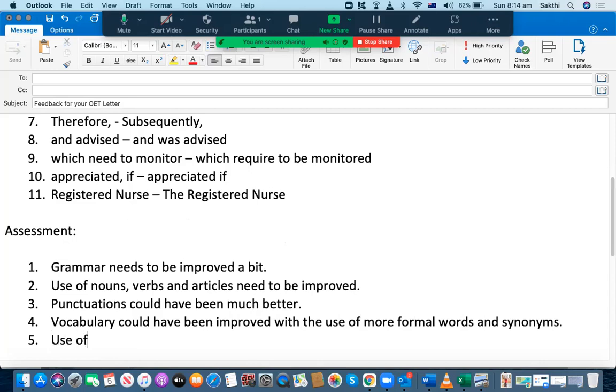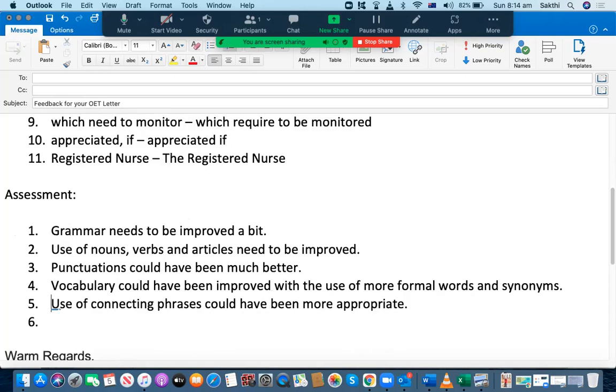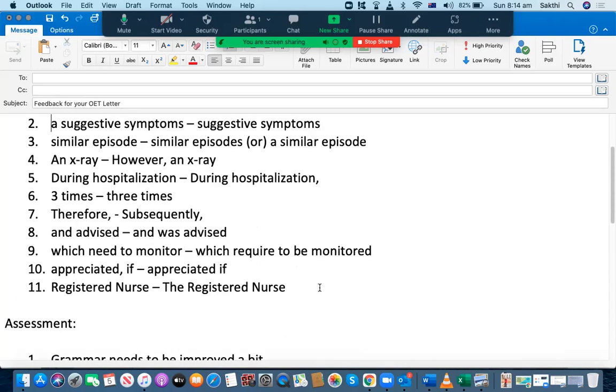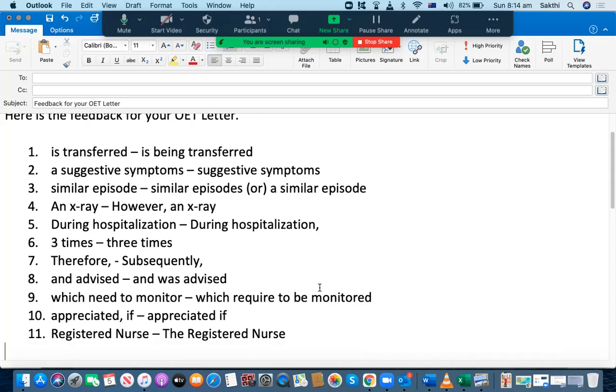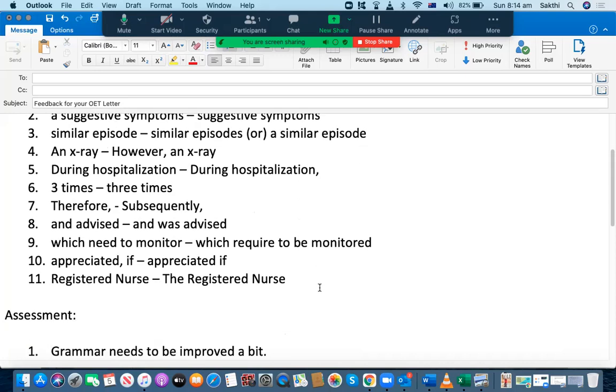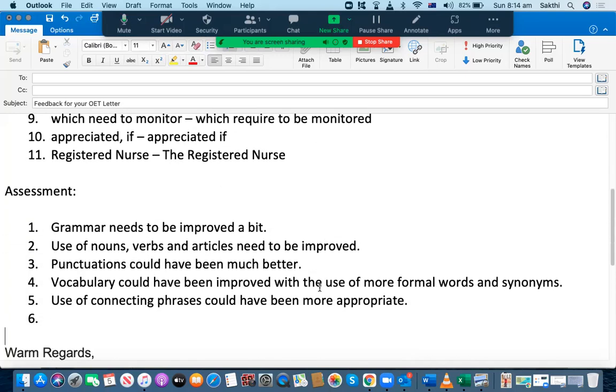Use of connecting phrases could have been much better, because in a couple of locations you haven't used the right connecting phrases. Okay, that's not really good. And what else? Yeah, so there are some recommendations. I mean, number 6 is a recommendation only. What else? I think, yep, that's it. Yeah, there's not much issue as far as these things are concerned. Overall task fulfillment is good. I'm very happy with that.